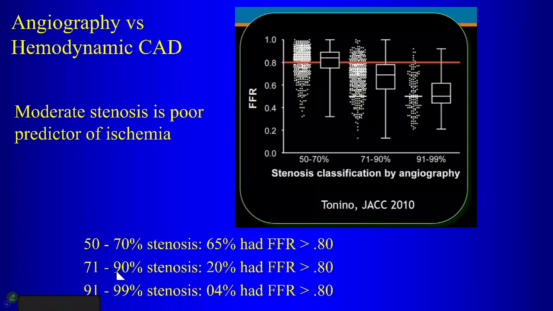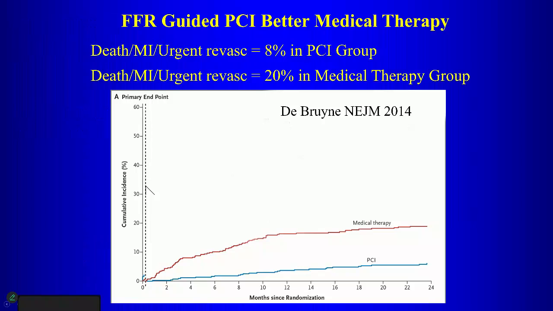Even when we get to 71 to 90% stenosis, about 20% of them had fractional flow reserves greater than 0.80. And then when you get to really severe stenosis, the rate of significance of stenosis is much, much higher. So moderate stenosis by itself is a poor predictor of ischemia, and this is where using some physiological assessment is helpful in determining how to treat the patients.